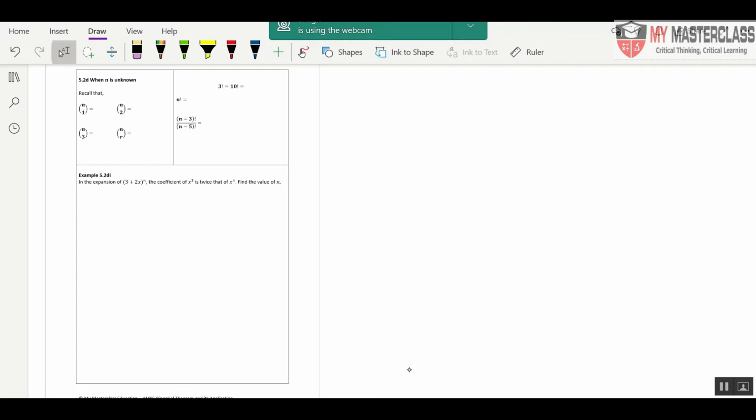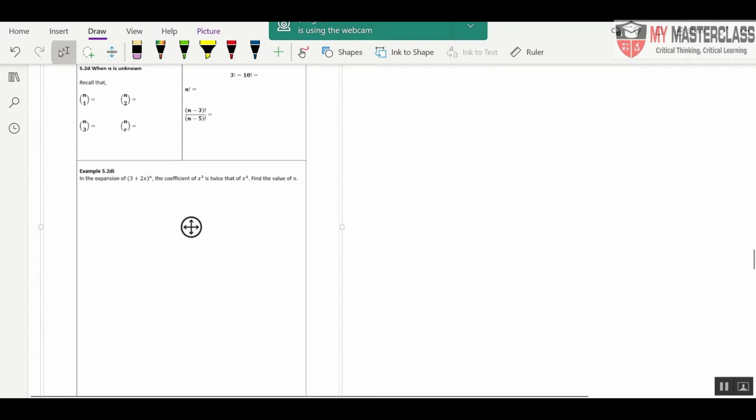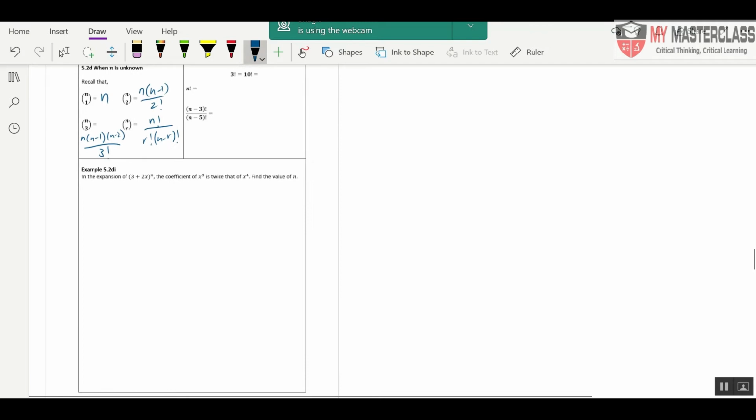The first few things you need to know: n choose 1 is equal to n. n choose 2 is n times n minus 1 over 2, actually there's a factorial here, 2 factorial. n choose 3 is n times n minus 1 times n minus 2 over 3 factorial. For any n choose r, it is n factorial over r factorial times n minus r factorial. You can put this inside to get what you need.